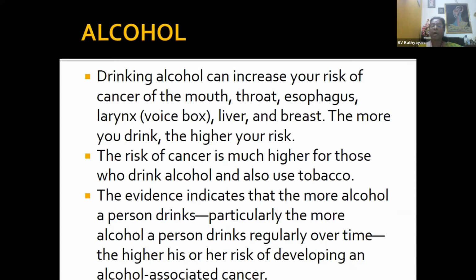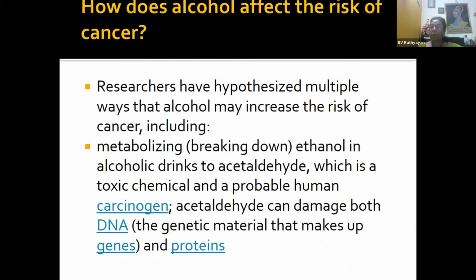Some people may ask, what if you take just a little? Even a little every day adds up to a larger quantity every month, and over a year it will increase the risk of cancer. How exactly does alcohol cause this? Alcohol contains ethanol, which is converted into acetaldehyde, a toxic chemical and probable human carcinogen. Acetaldehyde can damage both DNA and proteins. Please remember this, it is very, very important.